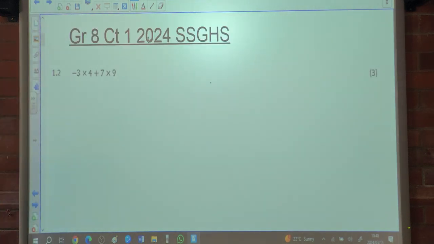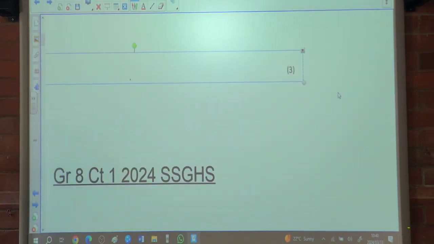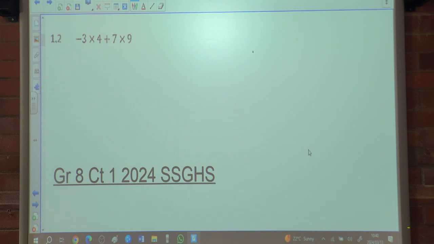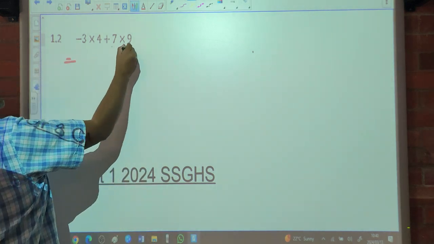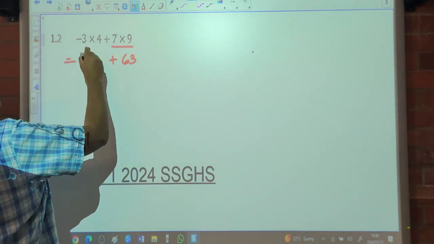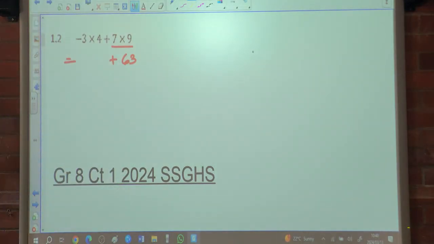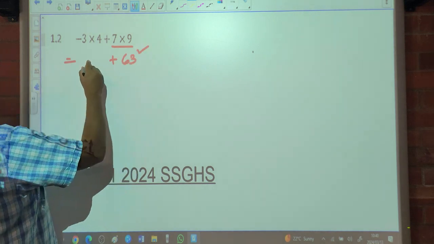Let's go with 1.2. So we got negative 3 multiplied by 4 plus 7 times 9. Now we didn't do integers yet. That's why some of you will see next to the sum a CA, or have underlined it. The step you should get right is having that 63 there. And whatever you write here, we gave you the mark, and the answer we gave you the mark. So for this question, we marked 1 mark there.